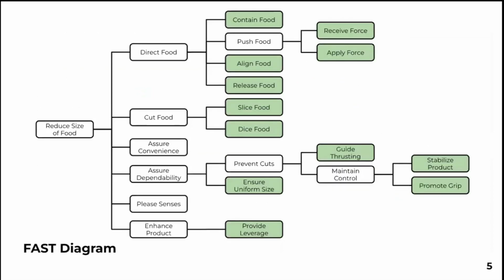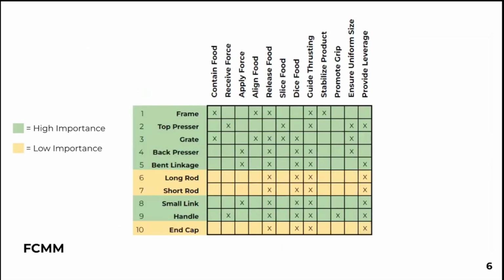The food dicer has two primary basic functions: direct food and cut food. These functions are divided into sub-functions with the diagram's terminal branches highlighted here. These terminal functions are used to create a functional component mapping matrix that categorizes the product components based on functional importance.